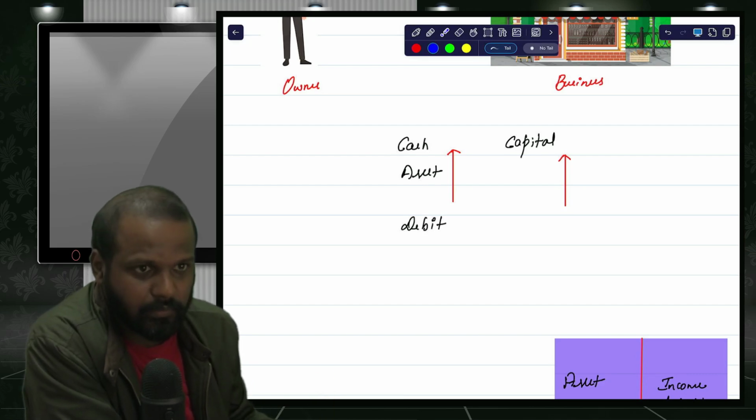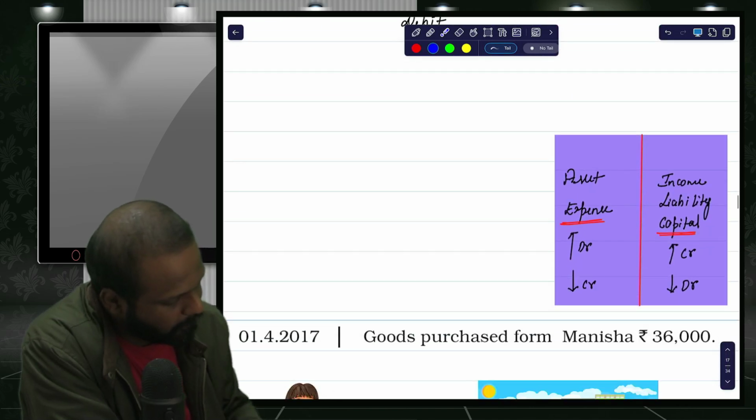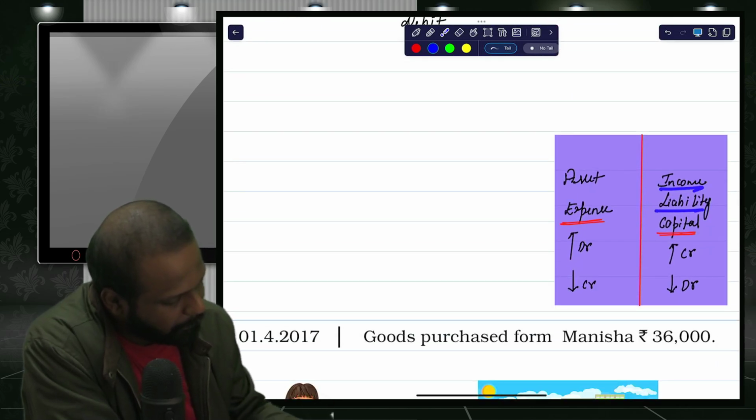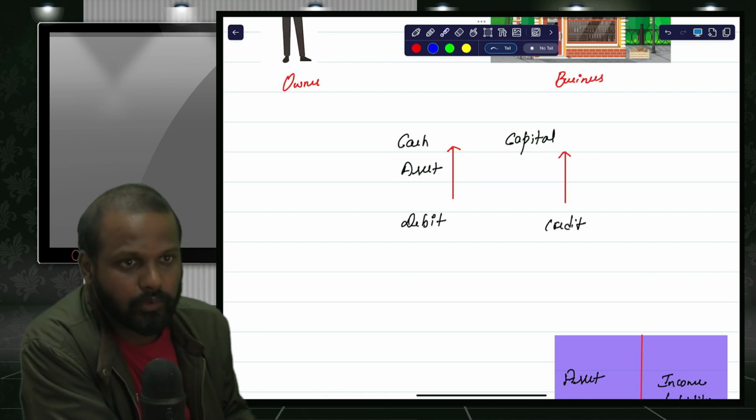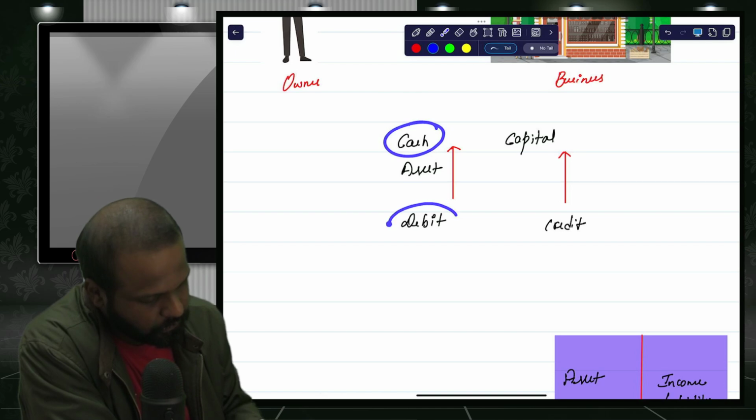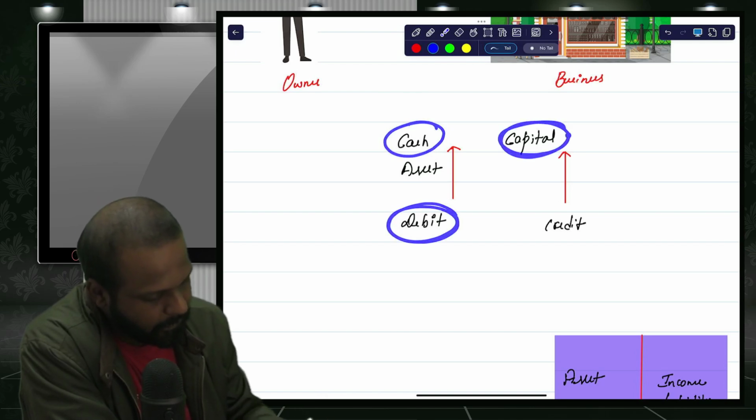Next, capital. Whenever income, liability, or capital increases, we do credit. So capital increases, what we do? Credit. So it means that cash should be done debit and capital has to be done credit.